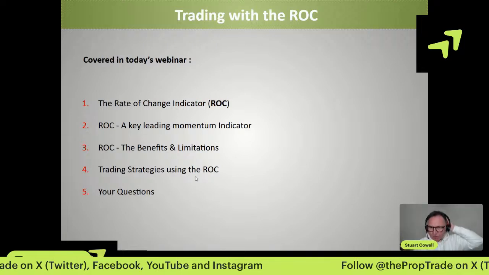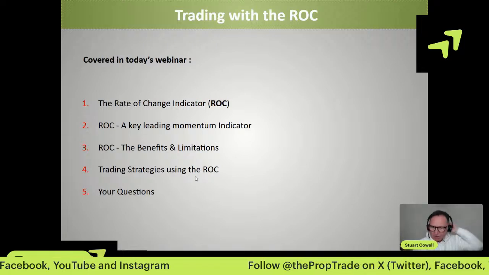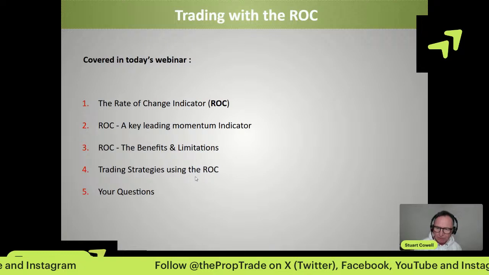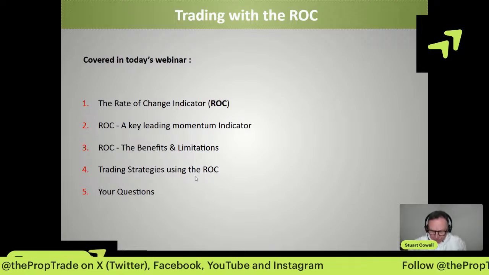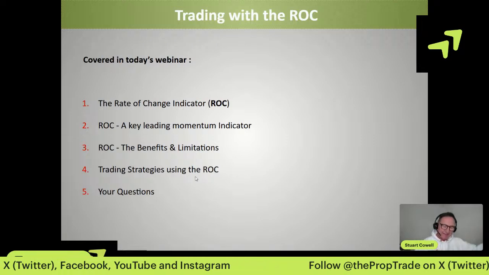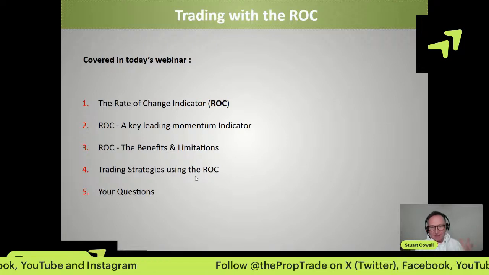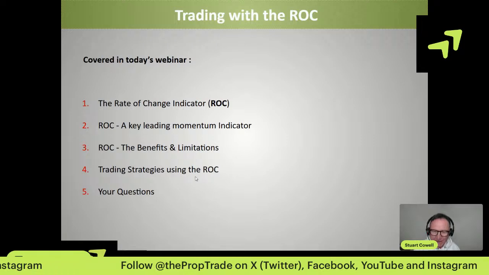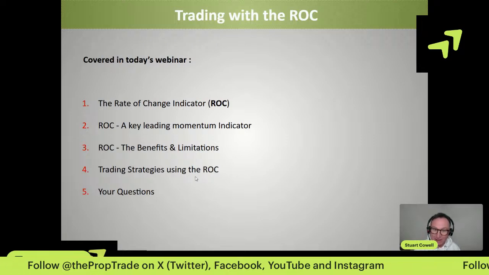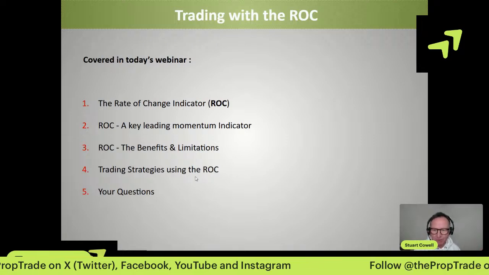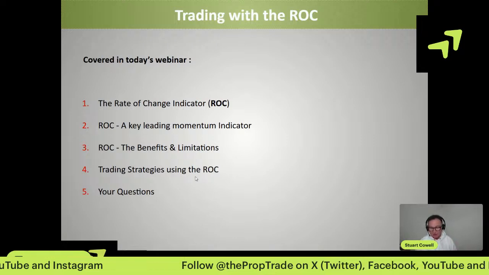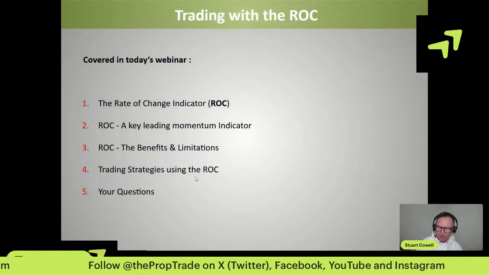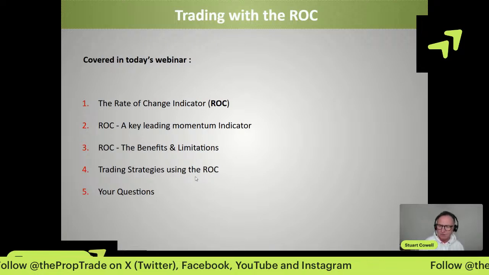So today we're going to look at what the price rate of change indicator is, or the ROC, or the rate of change indicator. As I say, it's a leading momentum indicator. It leads, or it should lead, price action. That's part of its popularity. As with any indicator, it's just what it says it is. It's just an indicator, so it has some benefits, and it has some key limitations as well.